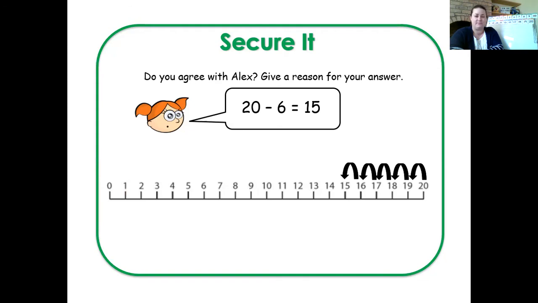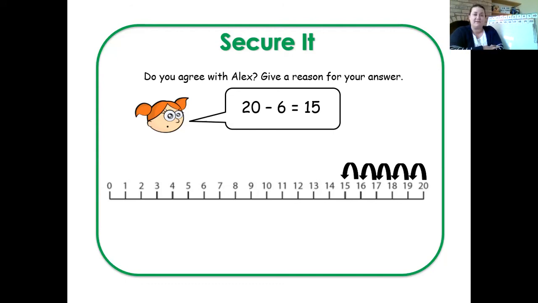Let's count her jumps. So let's just get this ready. So 1, 2, 3, 4, 5. So is she correct? Do you agree with her? No, I don't agree with her either, because she's only showing 5 jumps on her number line. So what should her number sentence have been? Yeah, that's right. It should have been 20 take away 5 equals 15.